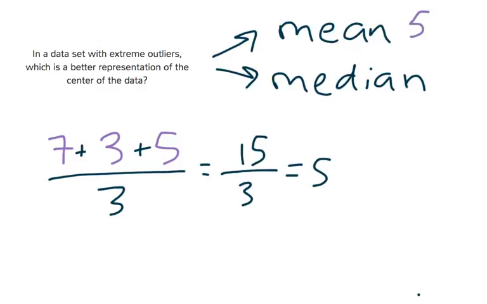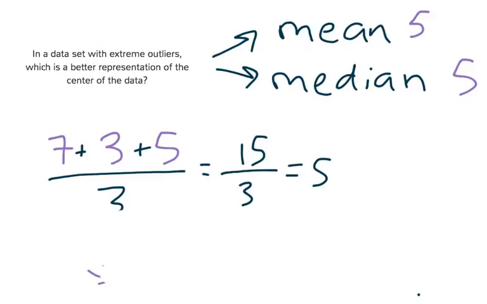The median is just the number in the center. So if we go ahead and line these up, 3, 5, 7, the median would just be 5. So actually both the mean and the median are 5. Okay, let's see what happens to them when we add an outlier.